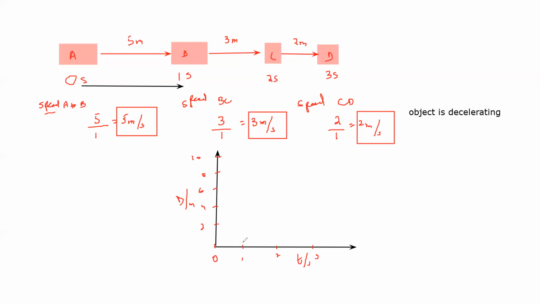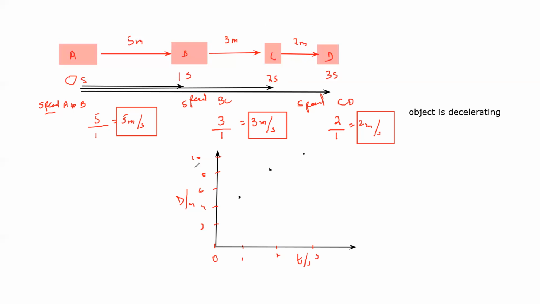So till 1 second it covered 5 meters. So 5 will come out at this position. Then till 2 seconds, how much distance did it cover? 5 plus 3, that's equal to 8. So till 2 seconds it covered 8 meters. And till 3 seconds it covered a total distance of 10.